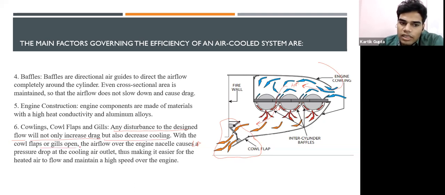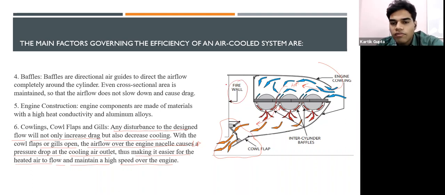When the cowl flaps or gills open, the airflow over the engine causes a pressure drop at the cooling air outlet, thus making it easier for the heated air to flow and maintain a high speed over the engine. So these are present to increase the airflow throughout these cylinders so that the airflow goes outside. This is a firewall.